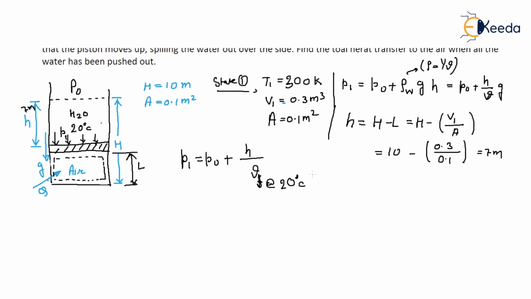This is P1, the equilibrium pressure. If you calculate this, it is 169.84 kilopascal. So this is your P1.